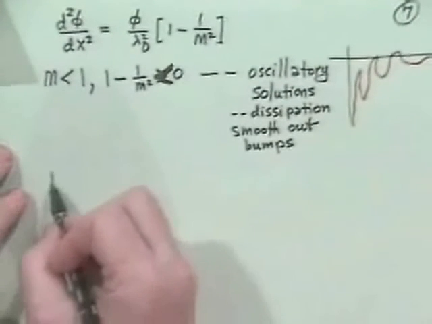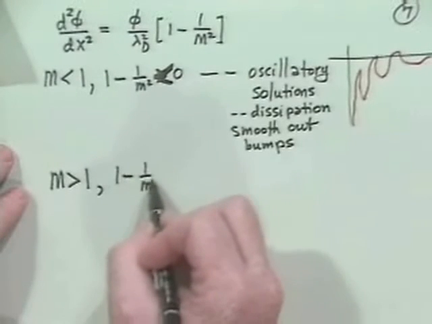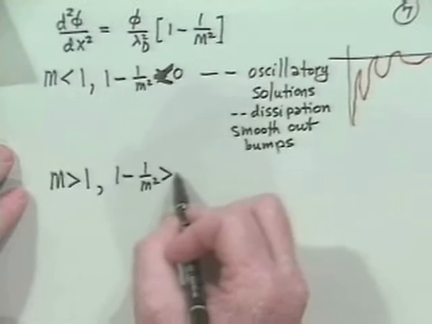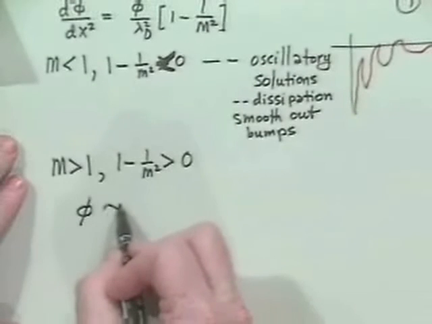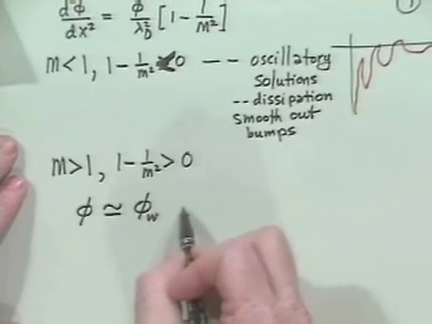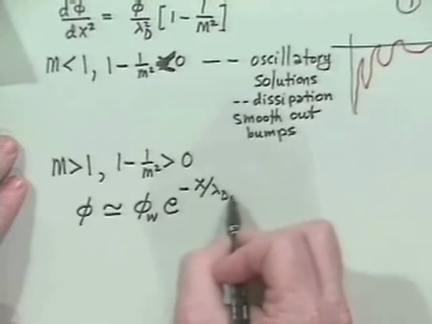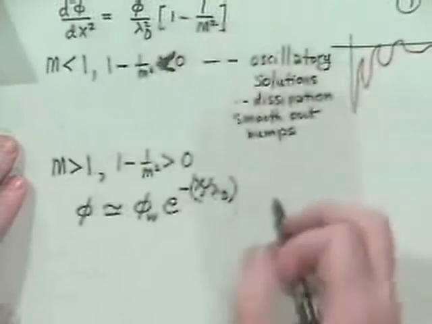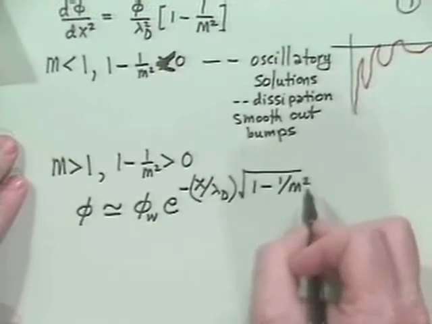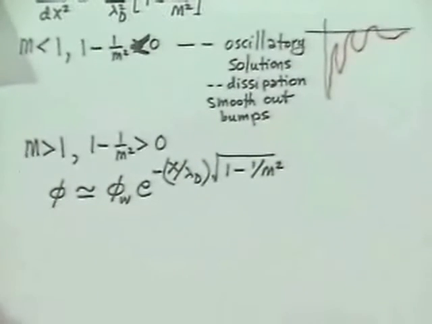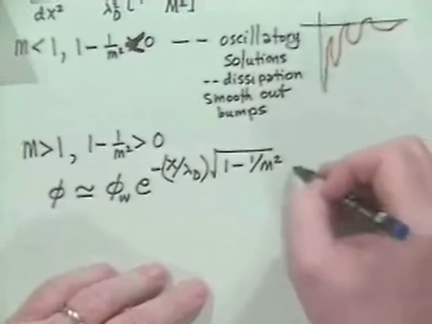So really the solution we want is when the Mach number is greater than 1, then 1 minus 1 over M squared is greater than 0, and then our solutions look like phi equals phi wall times e to the minus x over the Debye length, times the square root of 1 minus 1 over M squared. And so these solutions are the ones with the desired form.